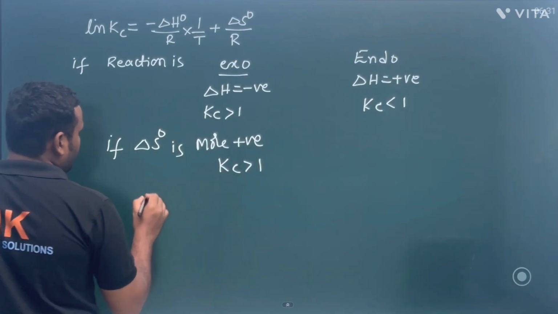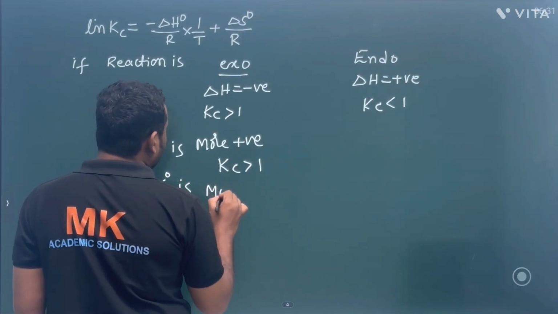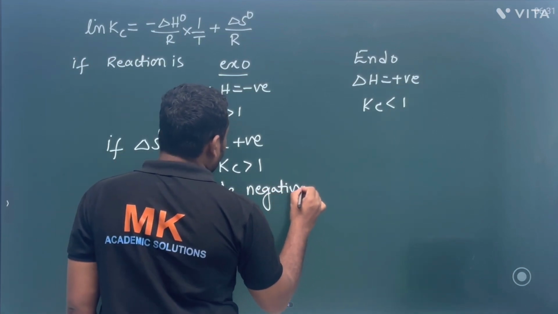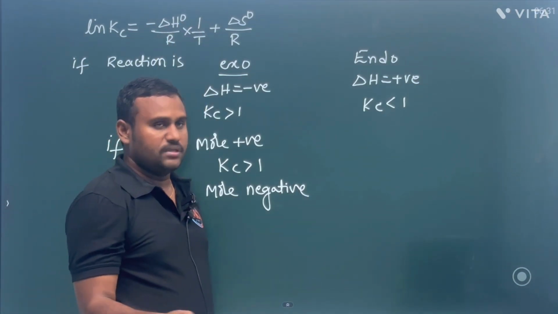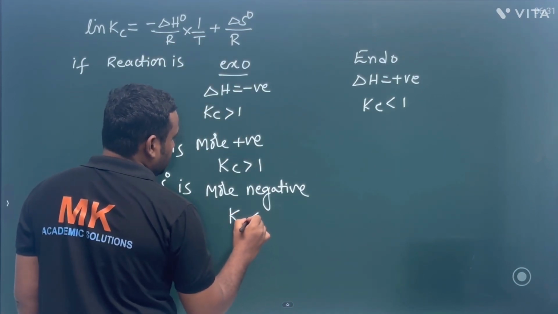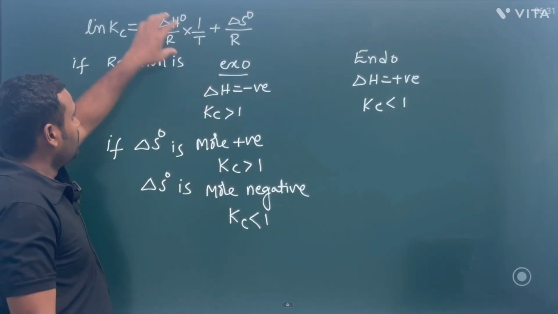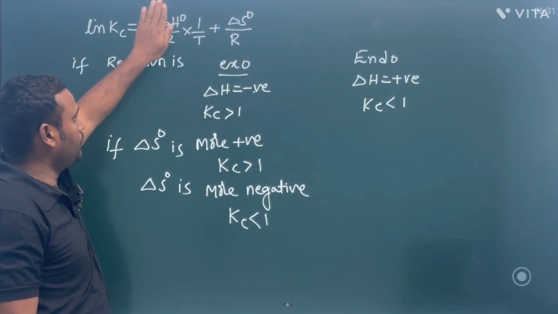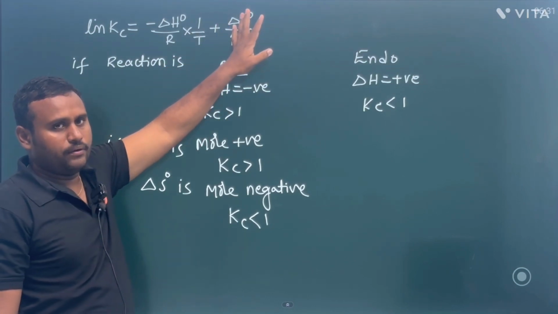If delta S naught is more negative, this positive value also will become negative again, meaning here Kc is less than 1. Delta S naught is more negative means this actually delta H naught is negative, no? Negative into negative, positive. We get a positive value when we consider delta S naught only somewhat little bit, and it is positive only.